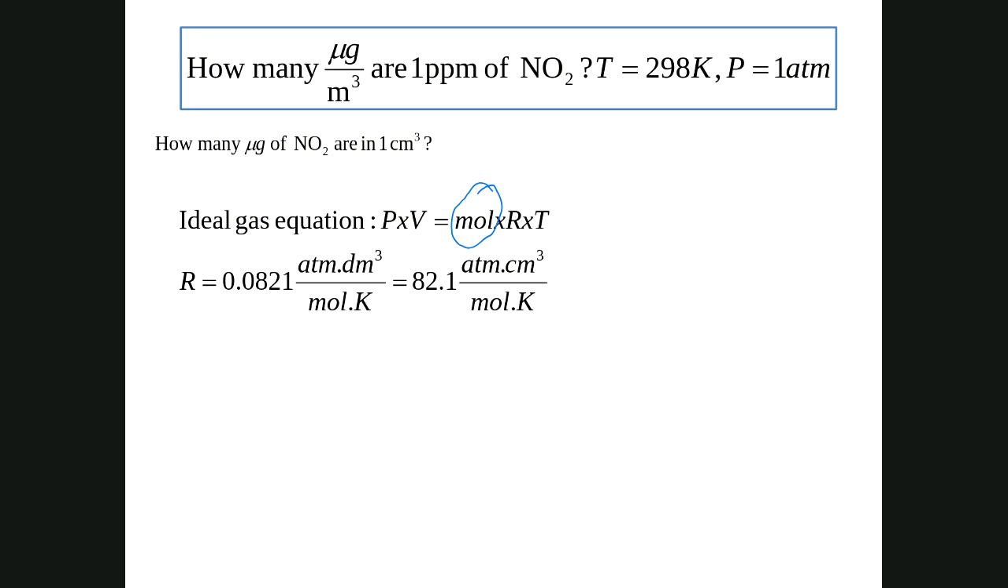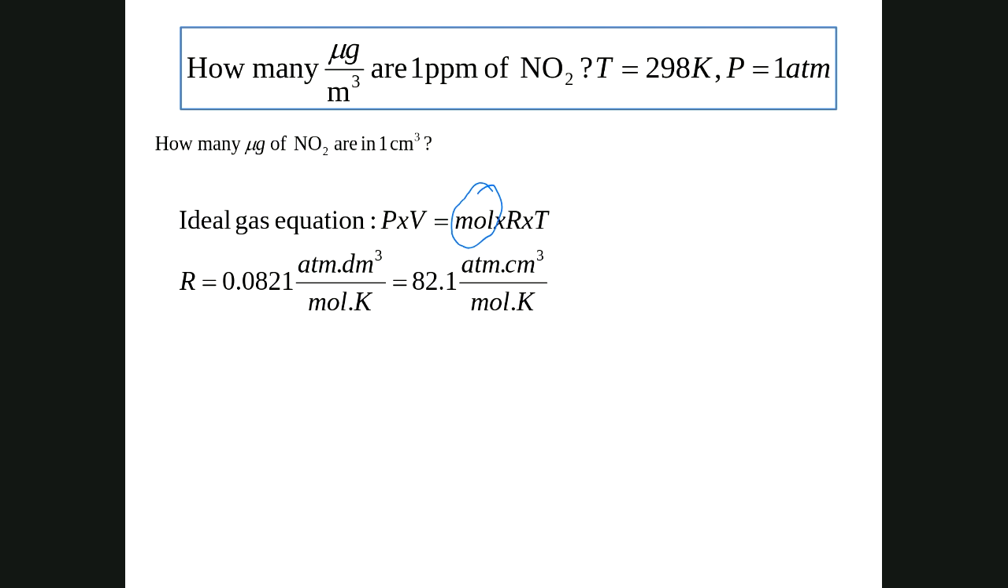So to know how many micrograms are in 1 cubic centimeter of nitrogen dioxide, we need to first know, using the ideal gas equation, how many moles of nitrogen dioxide we have in 1 cubic centimeter of nitrogen dioxide. P is pressure, V is the volume of the sample, n is the number of moles that we don't know, R is the ideal gas constant, and T is the temperature, given in Kelvin.